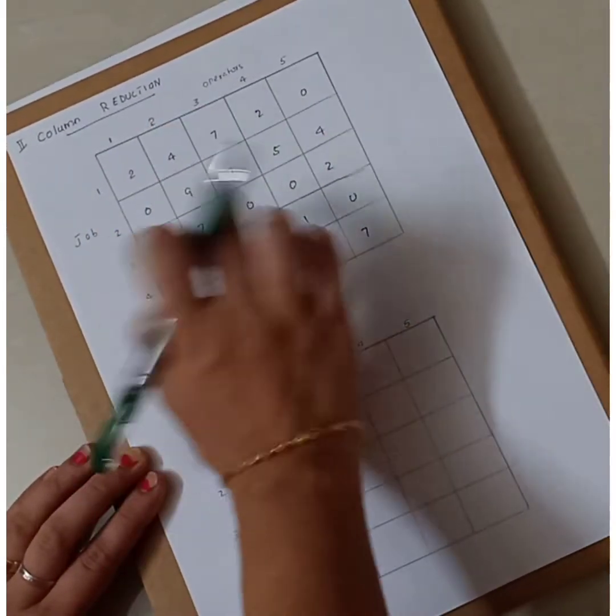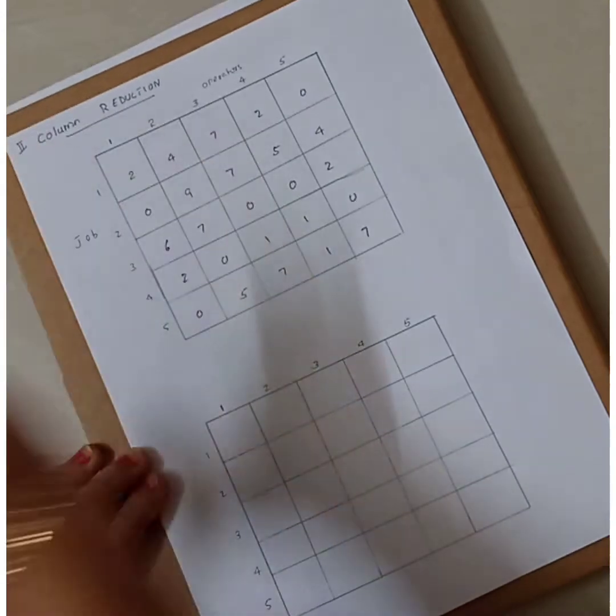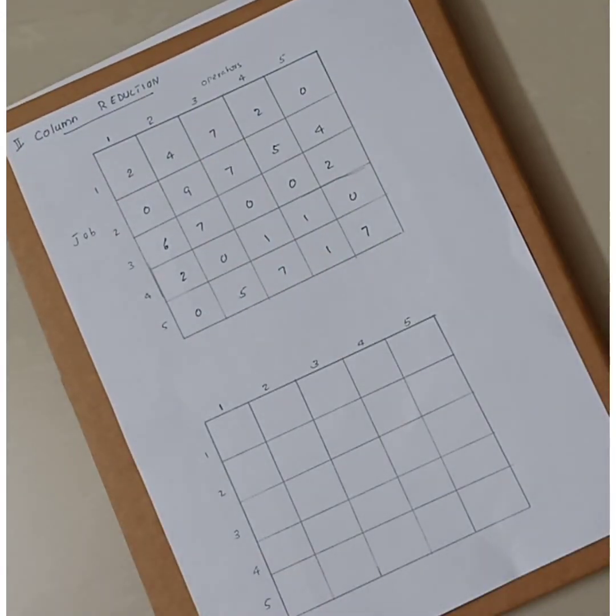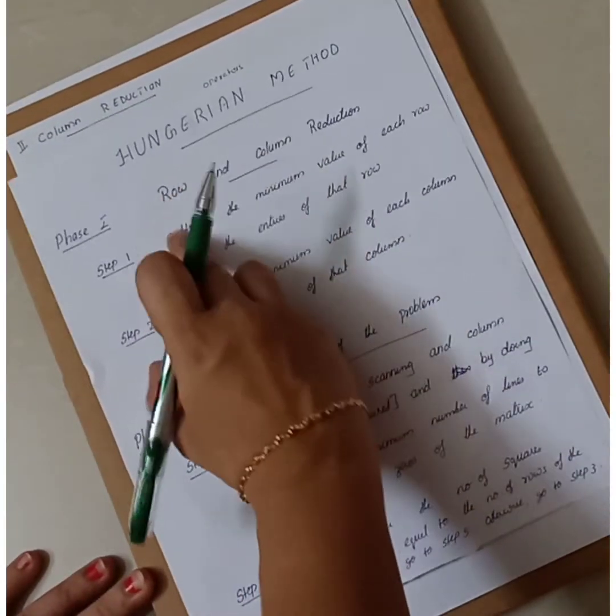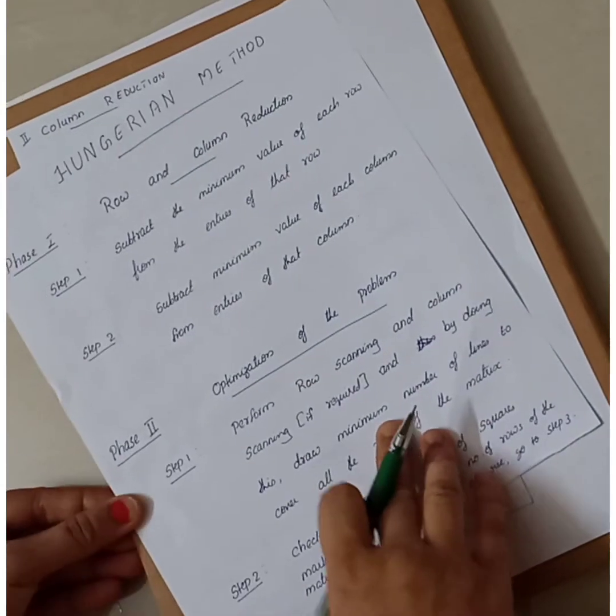Okay, you got a different matrix now. So the first phase is over. Column reduction and row reduction is done. The first phase is row and column reduction. Everything is done. Now we are going to the second phase.